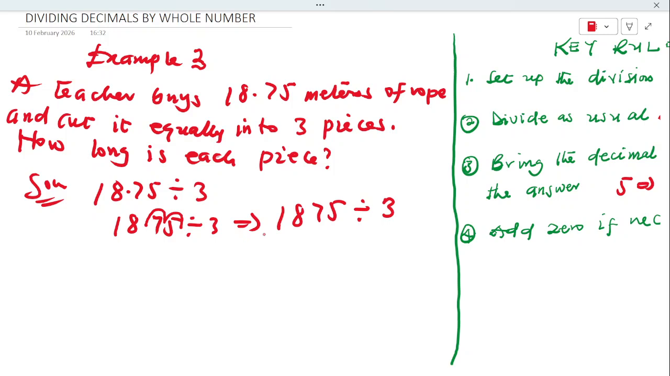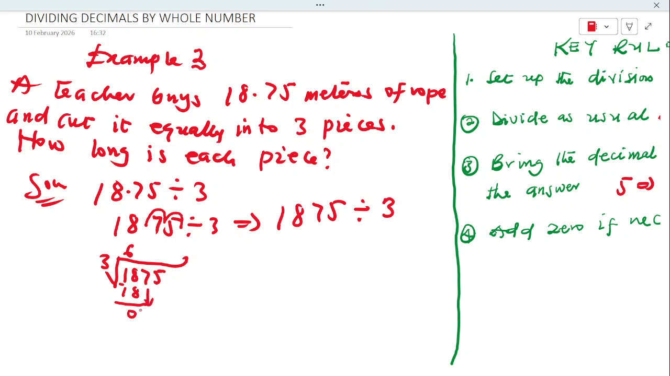So after that, what do you do next? Set up your long division problem. You write your dividend, which is 1875, and then your 3 outside, which is your divisor. So 3 goes into 1? It is impossible. So you add the 8, making 18. 3 goes into 18 6 times. 3, 6, 18. Then you subtract. 18 minus 18 is 0.